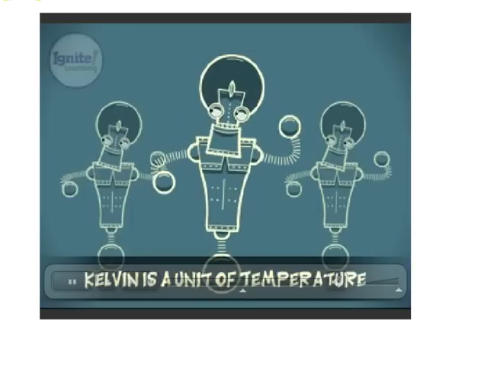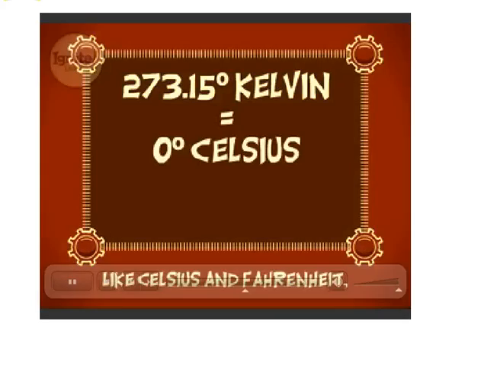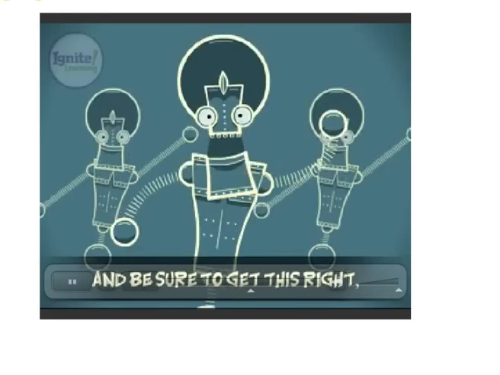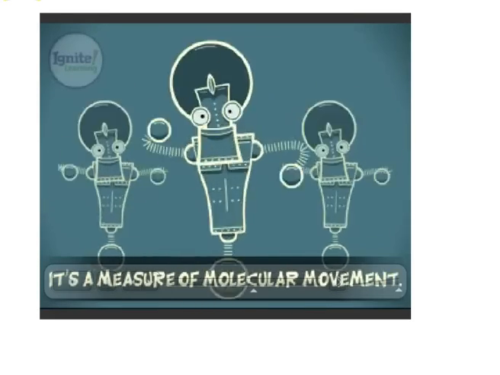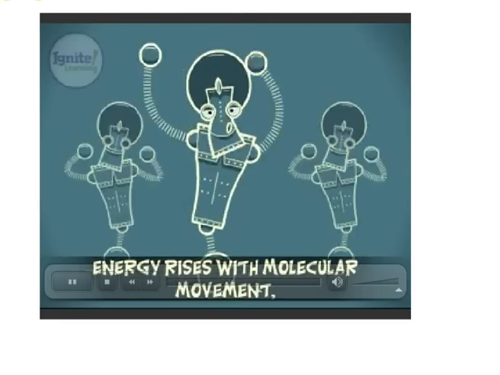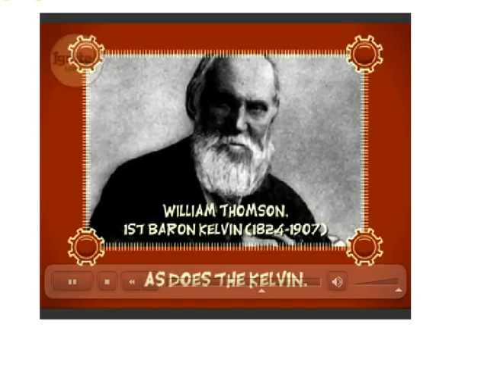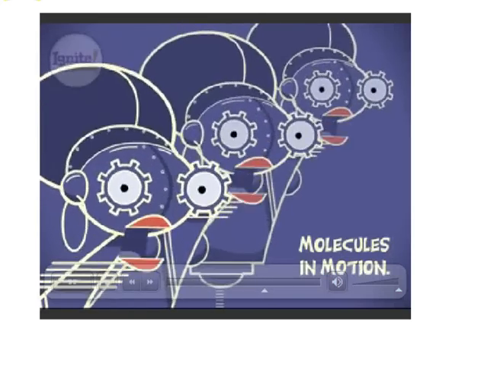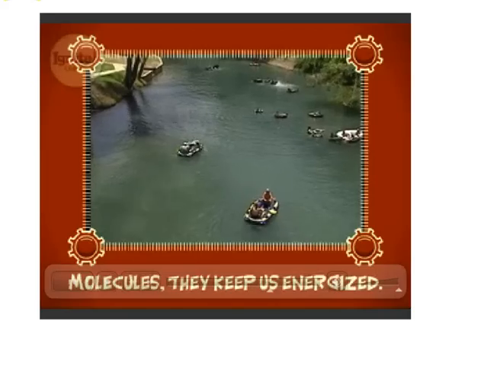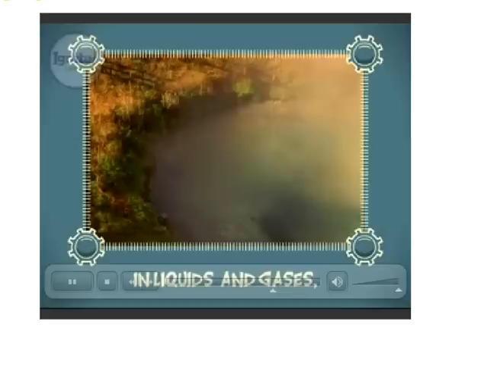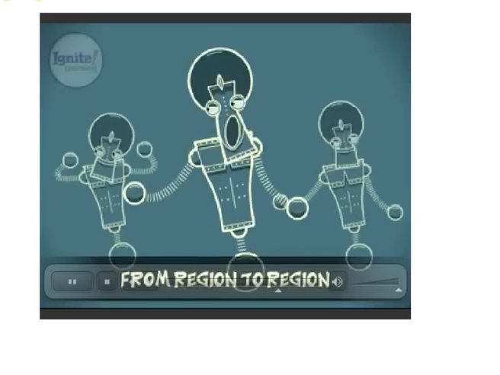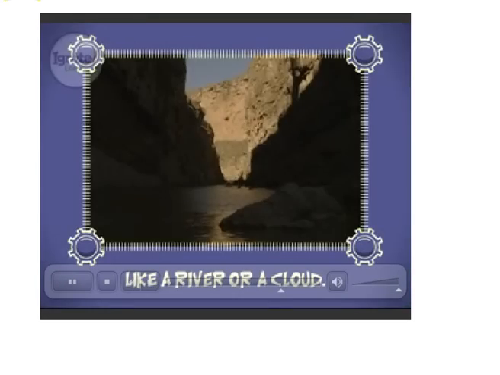If molecules absorb energy from their surroundings, they move faster and faster. That's quite astounding. Just like the kinetic energy rises with molecular motion, the temperature also increases with all this commotion. Kelvin is a unit of temperature, like Celsius and Fahrenheit. And temperature is a measure, and be sure to get this right, it's a measure of molecular movement. So let's review and delve in. Energy rises with molecular movement, as does the Kelvin.